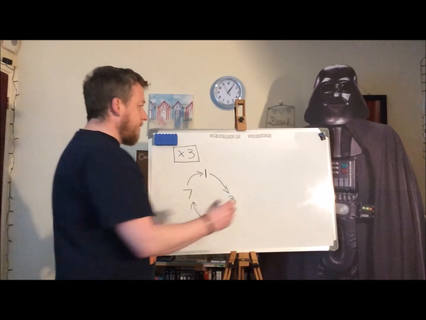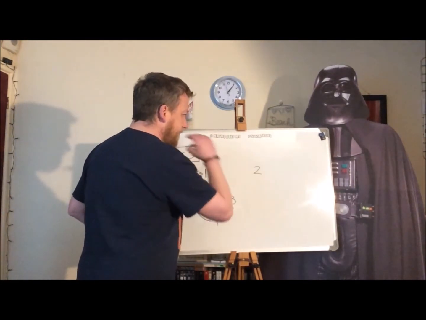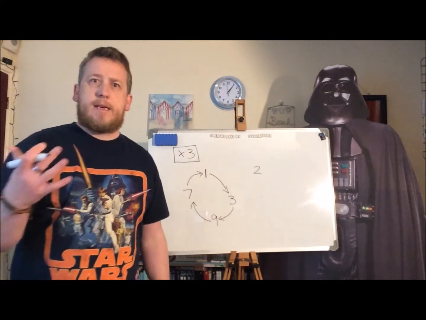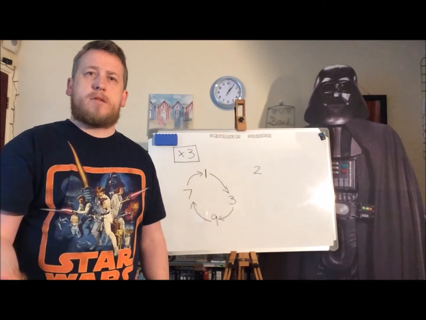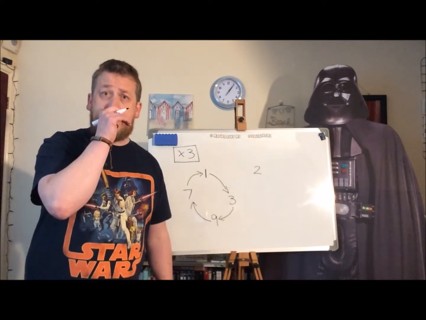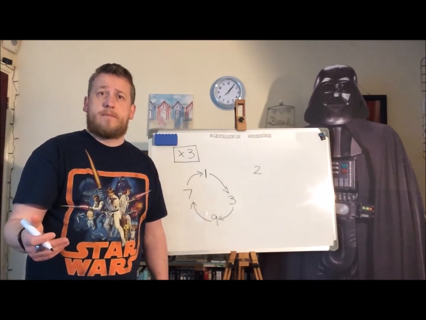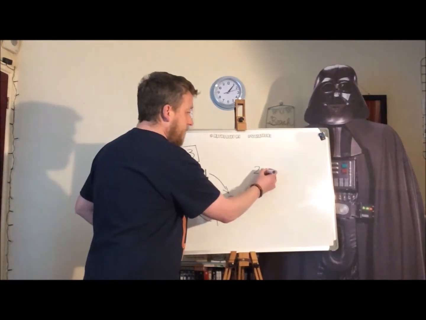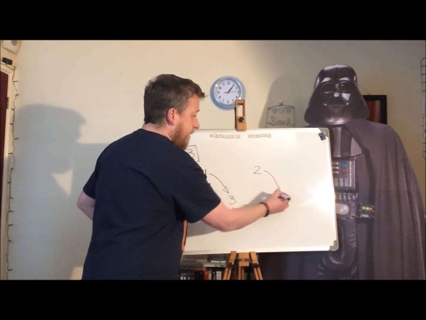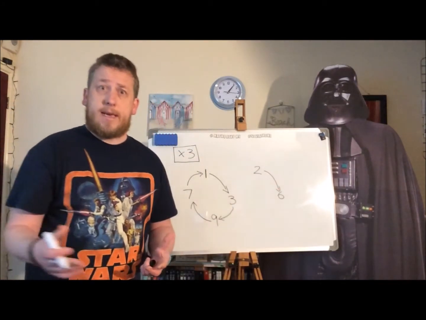What about if we started with 2? What happens if we multiply a number ending in 2 by 3? What is 2 times 3? 2 multiplied by 3, 2 lots of 3, is 6. So any number ending in 2, multiply it by 3, will now end in a 6.